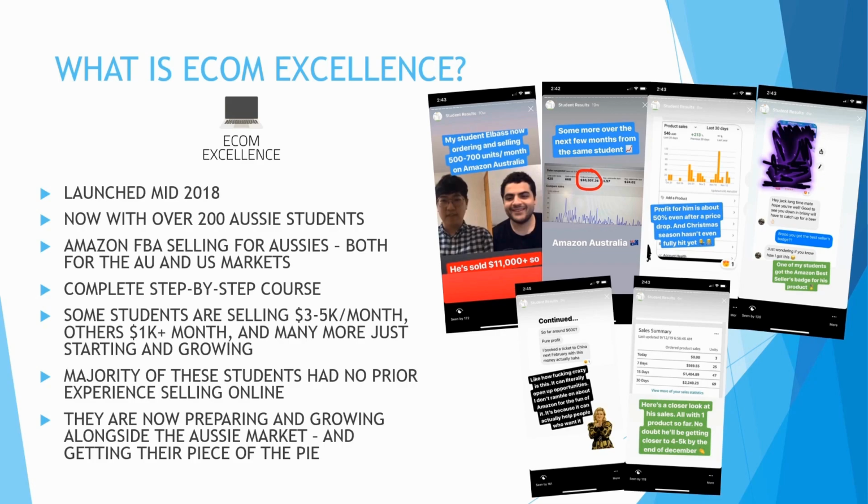So basically, I've got some students here selling 3,000 to 5,000 per month, all in the Aussie market, by the way. Some students selling 1,000 per month, and we've got more students that are just starting with their sales, getting their first few sales, and just growing as they get their first lot of products in. So it's very, very exciting stuff. Now, the best thing about this is that they are preparing and growing alongside the Aussie market and getting their piece of the pie.